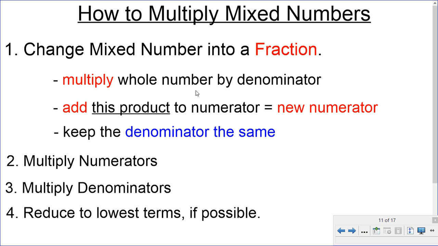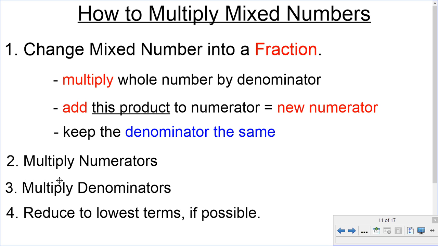Step 1. Change the mixed number into a fraction. And by the way, a mixed number is a number that has a whole number and a decimal or a fraction attached to it. So we're going to change the mixed number into a fraction. Multiply the whole number by the denominator. Add this product to the numerator, and this is going to give us a new numerator, and keep the denominator the same. Then our step 2, we're going to multiply the numerators together.